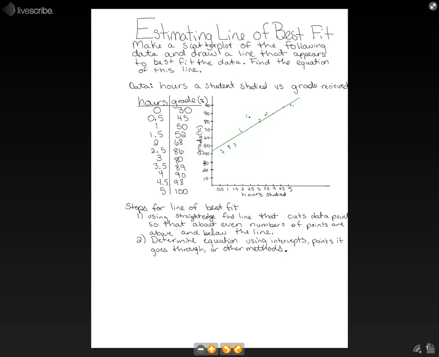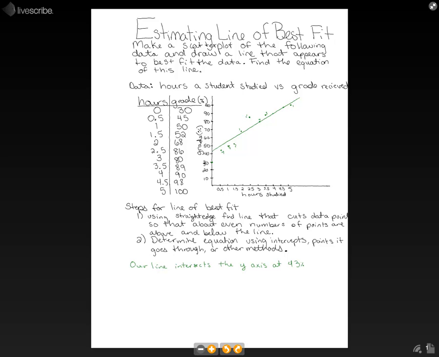So to determine the equation of this line, we can look at 2 points it might go through or some other method. So if we look at this, we can see that our line intersects the y-axis at about roughly 43. So we can use that data to help find our equation. Now let's see what else we can maybe use.